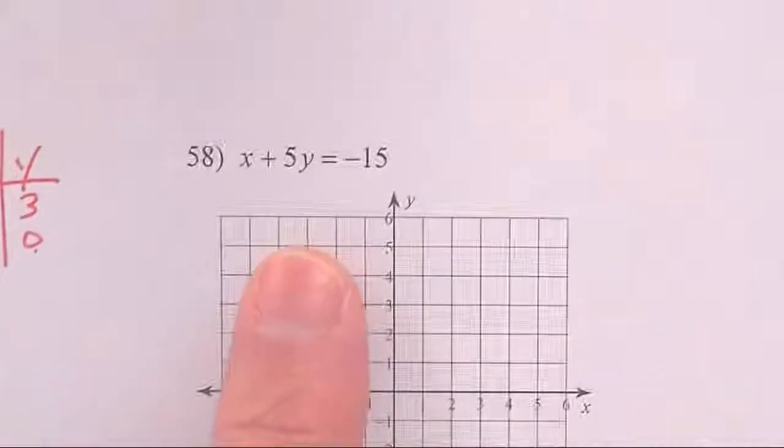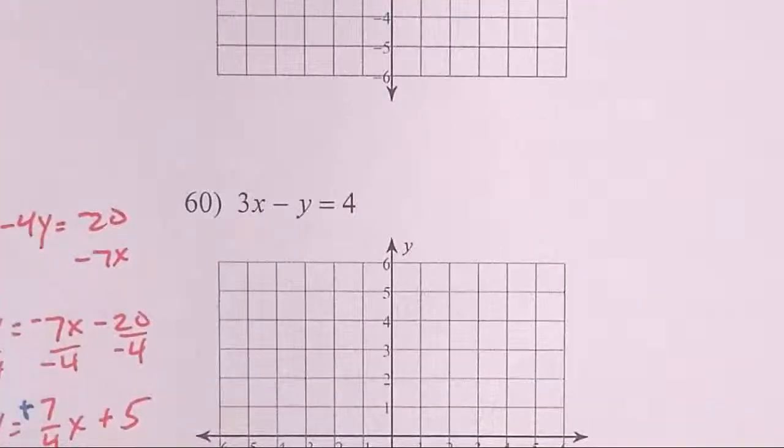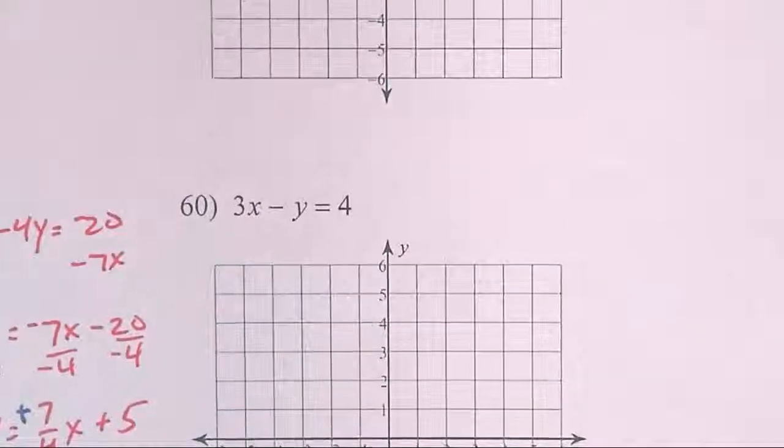This 58 looks like it might be a good one to do with the x equals 0, y equals 0. But for 60, I might be more tempted just to solve for y. You can do it either way, either problem.